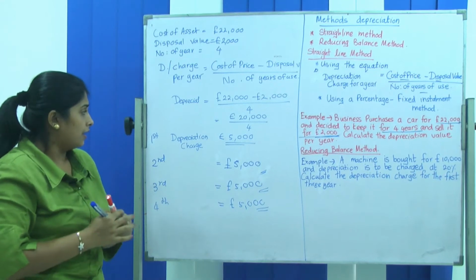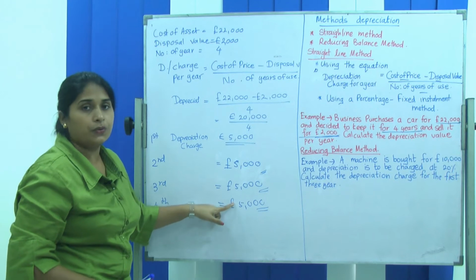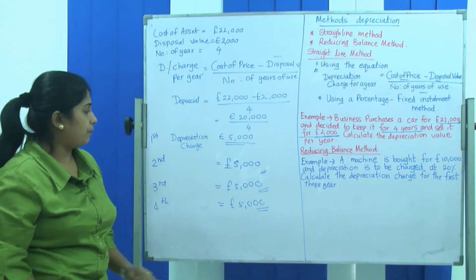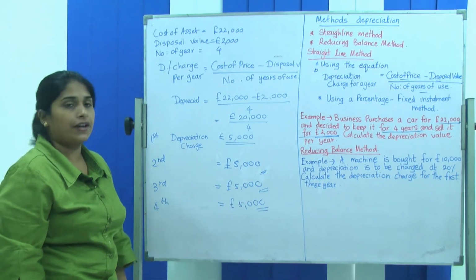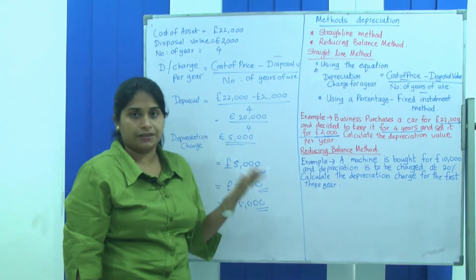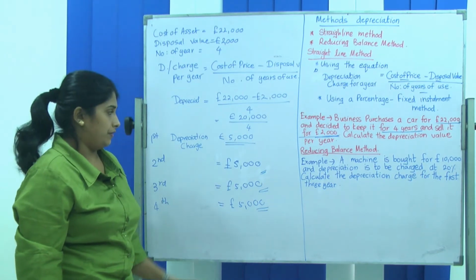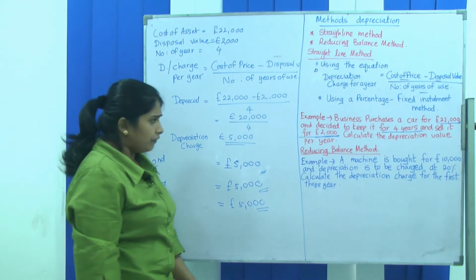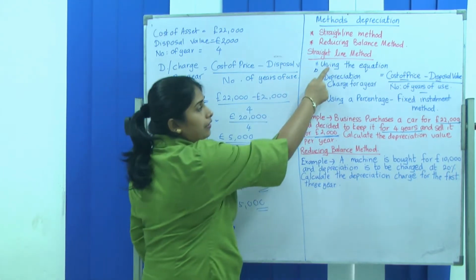Now you can see the amount of the depreciation charge per year is equal. That means the first year is 5,000 pounds, the second year also 5,000 pounds, and the third and fourth are both 5,000 pounds. That's why it's called the straight line method, because an equal amount will be depreciated each and every year. Okay, so that will be the straight line method where you are using the equation.